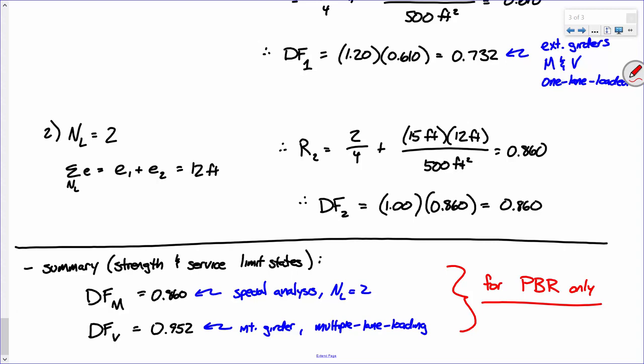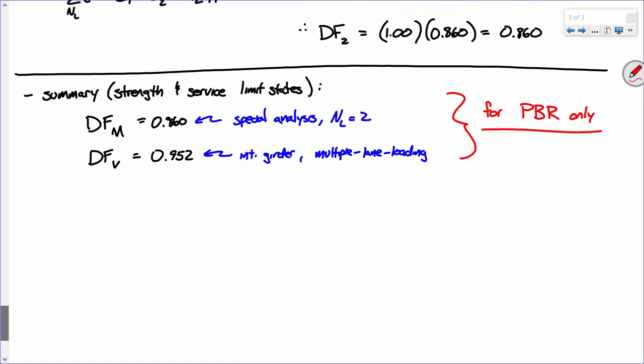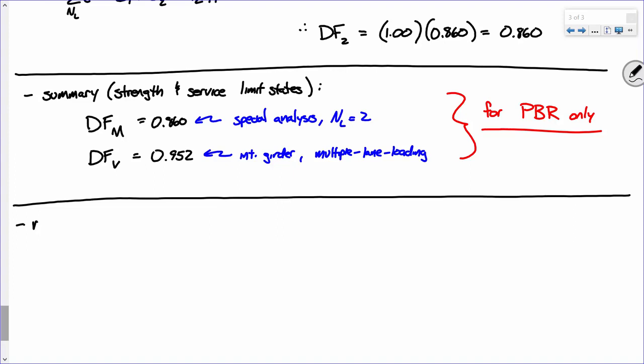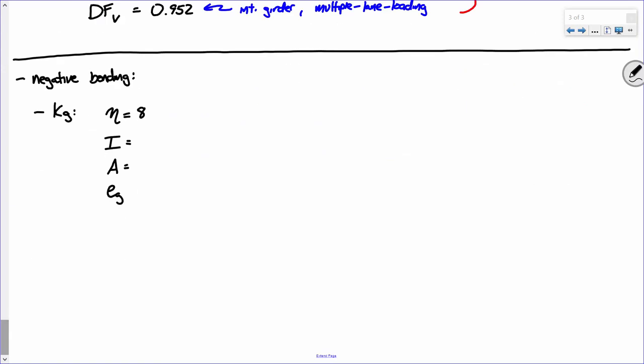So let me extend this out a little bit. Okay? So let's go look at negative bending. Let's look at our longitudinal stiffness parameter, kg. We're going to need a few things. We're going to need our modular ratio, which is 8. That doesn't change. We're going to need I. We're going to need A. We're going to need EG.